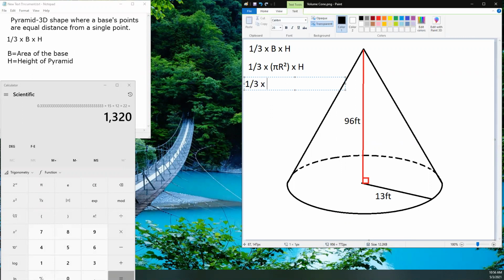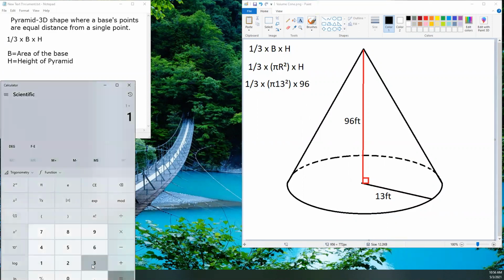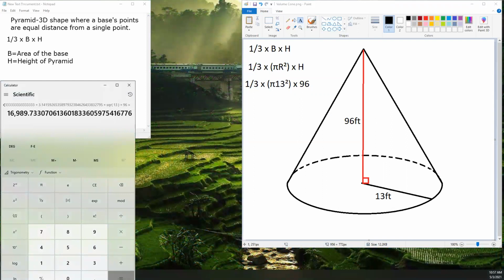We plug in our numbers. 1 over 3 times pi, and then let's go. Our radius is 13. Radius is 13, and the height of our cone is 96. From there, we can just run it through. 1 divided by 3 equals, times pi times 13 squared times 96 equals a big number.